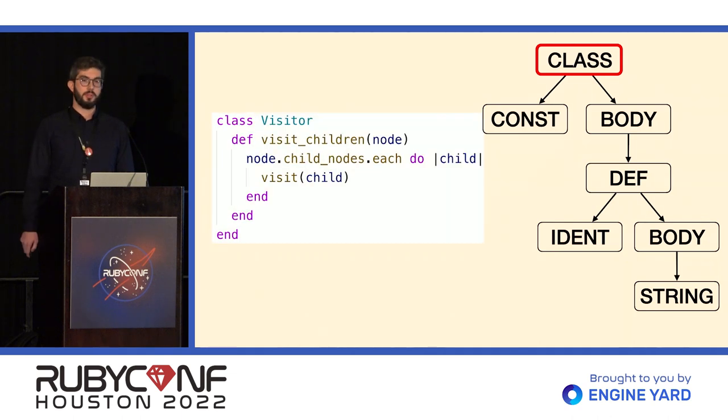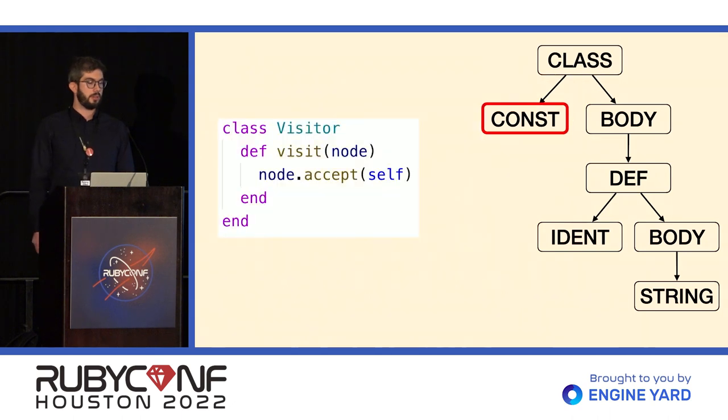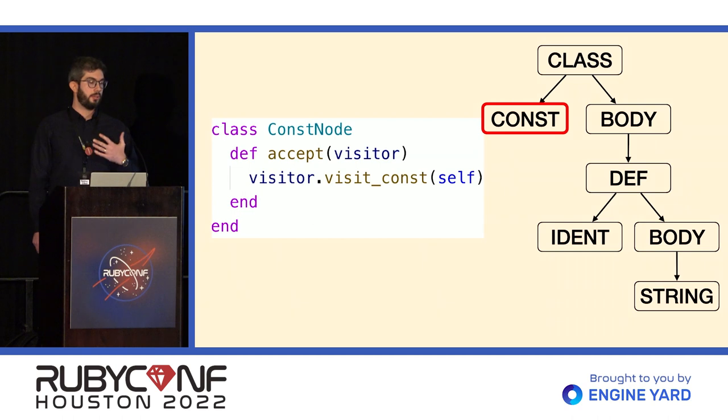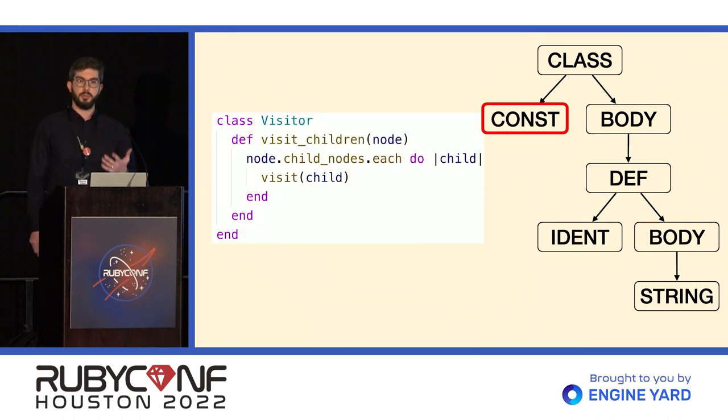And that defaults to just visiting all of the child nodes, so that moves us to visiting the const node, which then invokes accept on that node, triggering visit const back on the visitor, which again defaults to visiting all of the child nodes. But const doesn't actually have any child nodes, so we're actually done with that side of the tree, and we can move on to the next child of the class node, the body node.